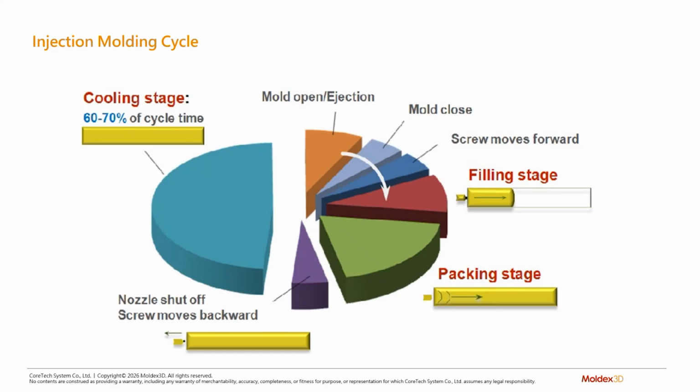So injection molding cycle time is made up of four main phases. We've got filling, packing, cooling, and mold open or ejection. Today, we're going to focus on the three stages that have the biggest opportunity for optimization. Those are going to be filling, packing, and cooling.